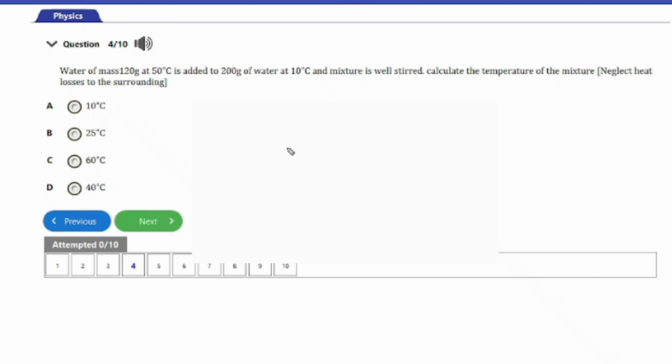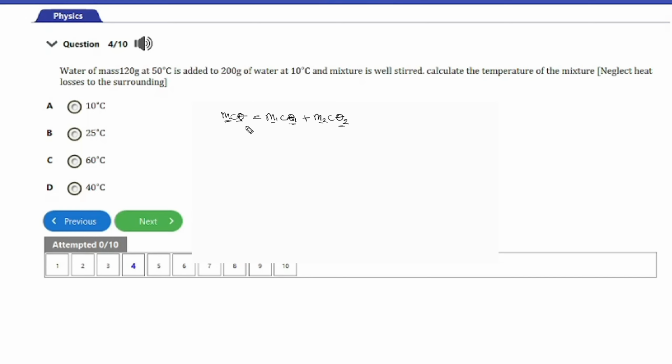Let's go ahead and tackle this out together. We can use the formula mc theta is equal to m1c theta 1 plus m2c theta 2. Here in this equation, the m will be the sum of the masses, then the theta will be the common temperature, and m1 is mass 1, m2 is mass 2, theta 1 is temperature 1, and theta 2 is temperature 2.